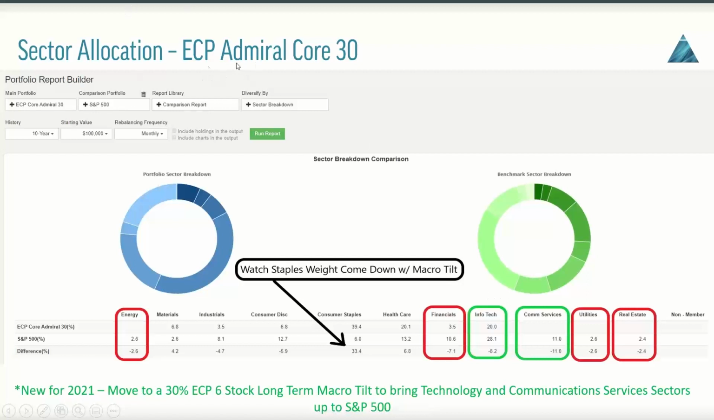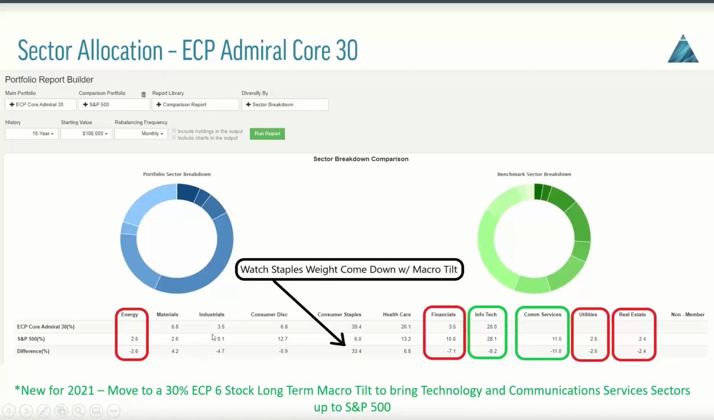So this is basically the Admiral 30 stock portfolio in core with no tilts. So this is why we need to apply a 30% tilt, because our information technology weight is negative 8.2%. And we literally have no exposure to communication services, just like we have no exposure to utilities, real estate. We have one stock in financials. I've explained that. And we have no stocks in the energy sector as well.